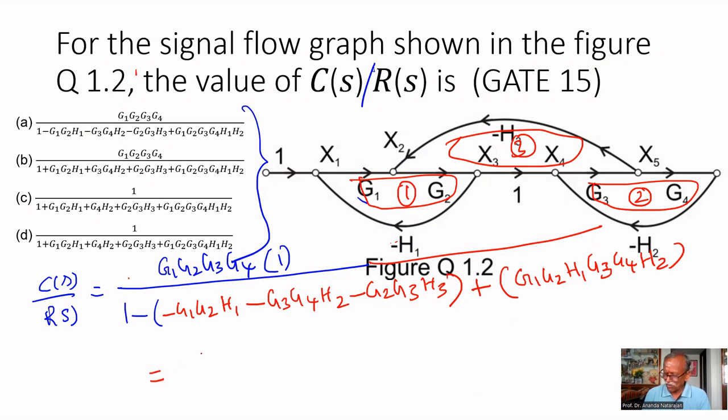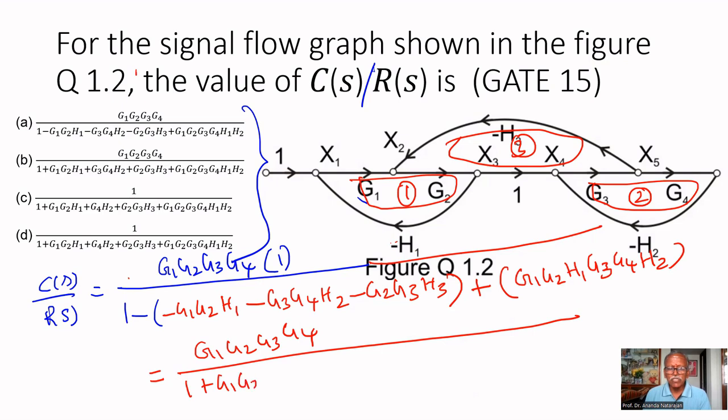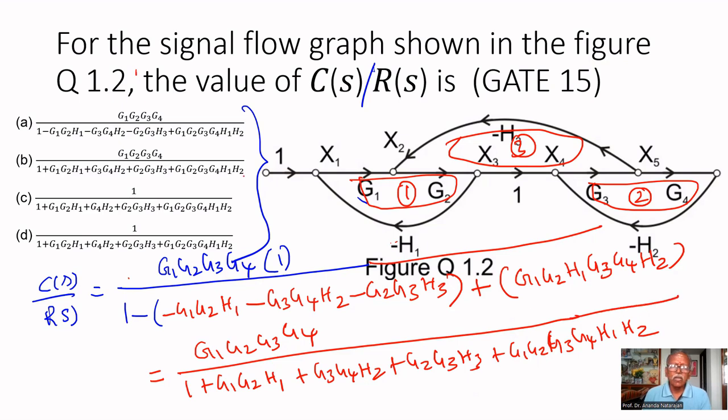That's all. Therefore, the answer is G1, G2, G3, G4 upon 1 plus G1, G2, H1 plus G3, G4, H2 plus G2, G3, H3 plus G1, G2, G3, G4, H1, H2. That's all. Here, the minus signs are there in the options, that's why it is not correct. The numerator is wrong. That's why B is the answer.